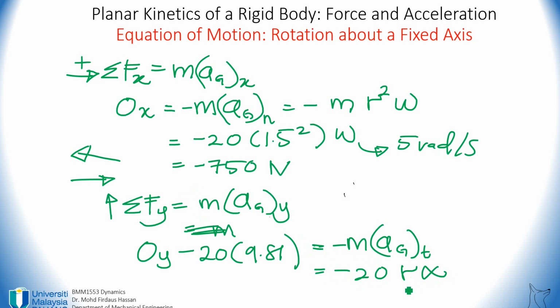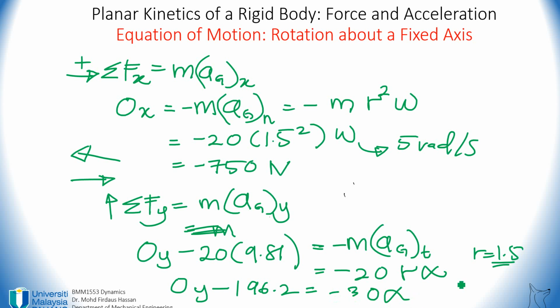R is 1.5 meters. So you will have here OY minus 196.2 equal to, so R is 1.5 meters. So here is minus 30 alpha, right? So you have two unknowns here, which are OY and alpha. So you cannot solve it. So you need another equation.